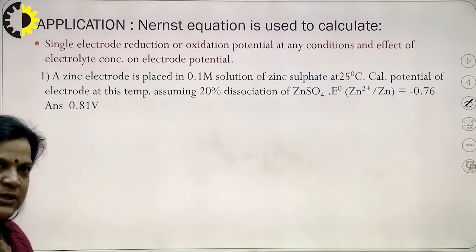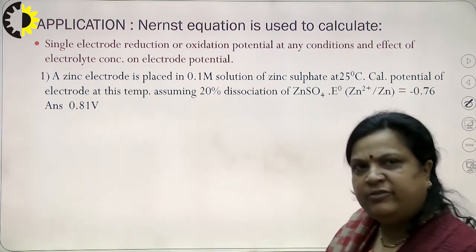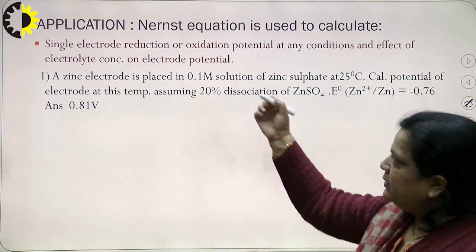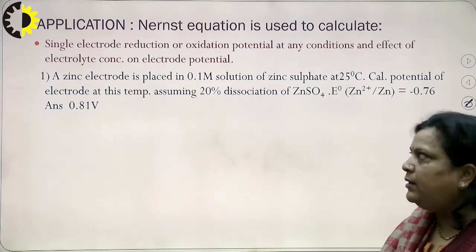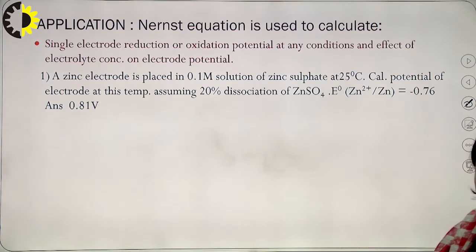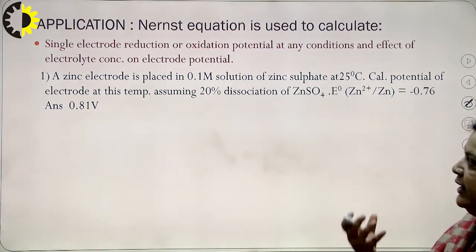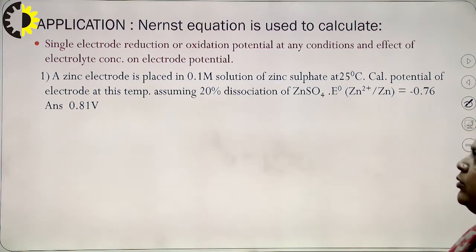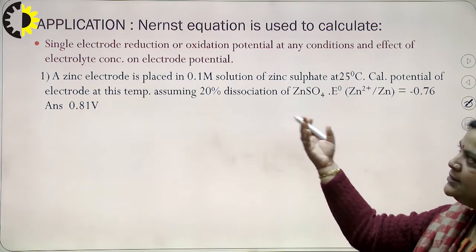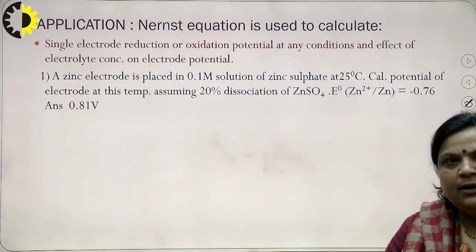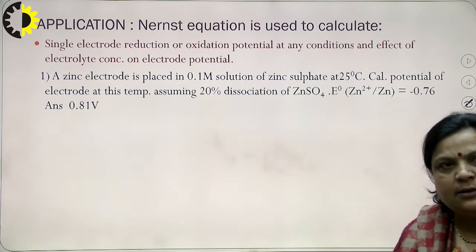Now, applications of the Nernst equation. We will discuss the applications one by one with one numerical. The first application of the Nernst equation is that it is used to calculate the electrode reduction or oxidation potential at any condition, and the effect of electrolyte concentration on electrode potential. Since we want to calculate reduction and oxidation, it is for a half cell reaction.